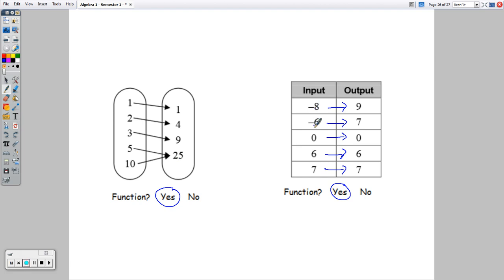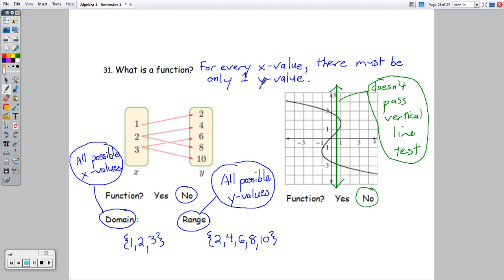Domain here, -8, -6, 0, 6, and 7. Range 9, 7, 0, and 6. We wouldn't have to repeat the 7 twice. And then for the graph here, the domain, looks like you could plug in anything for x. This would continue going forever this way and this way. And it looks like you could also have anything be a possibility for y. It's going to keep growing, going up and up and up. Maybe more and more slowly, but still going up and up and up.